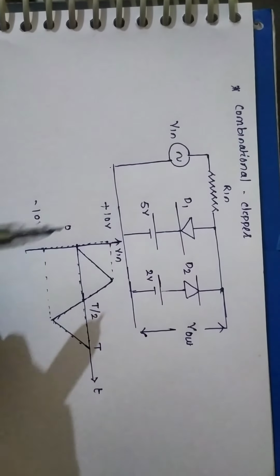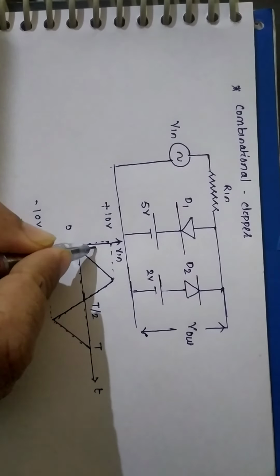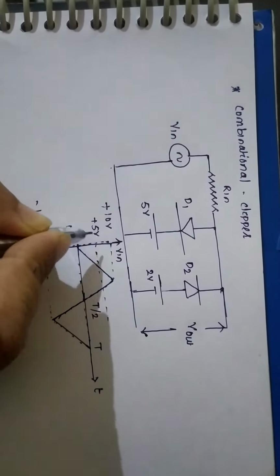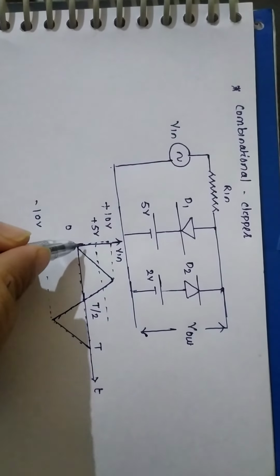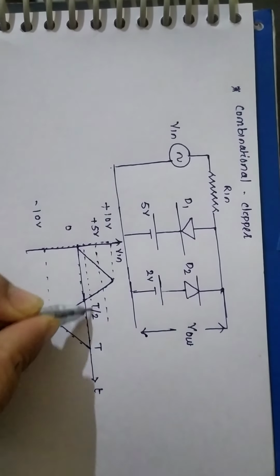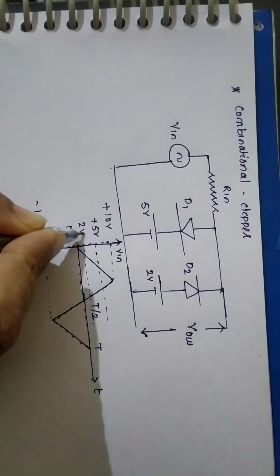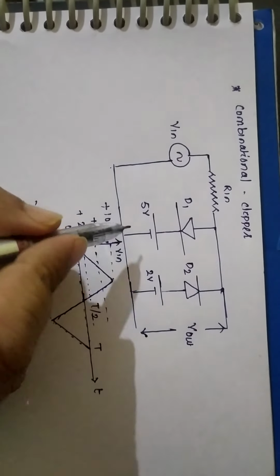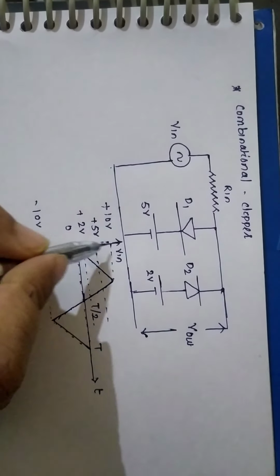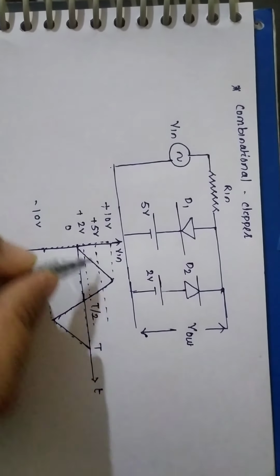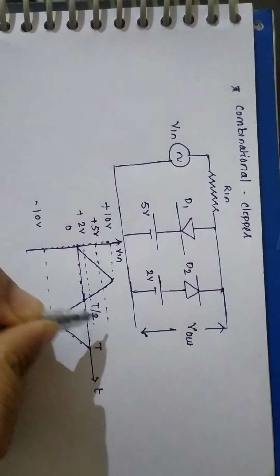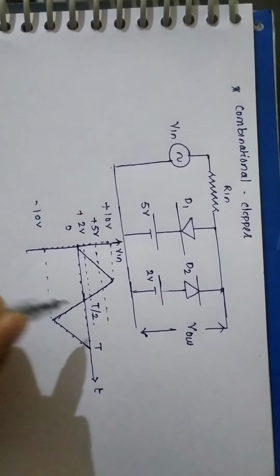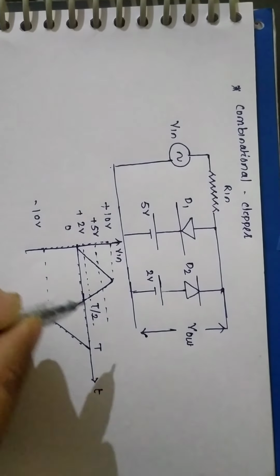So here the battery potential is 5 volt and another battery potential is 2 volt. So first step, draw the battery potential in this input waveform. Draw a horizontal line of 5 volt and another horizontal line of 2 volt.